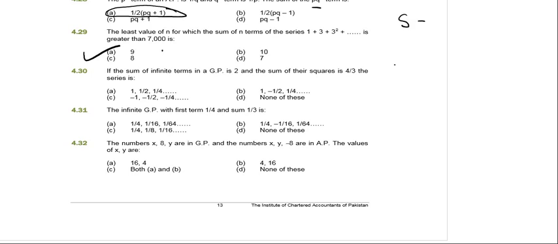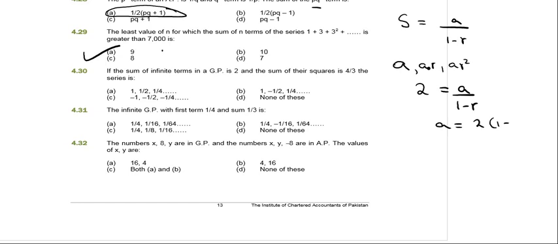The sum to infinity formula is S is equal to a divided by 1 minus r. Let's say our first term is a, second is ar, third is ar squared. So it says that the sum to infinity is 2. So 2 is equal to a divided by 1 minus r, or we can say a is equal to 2 into 1 minus r.